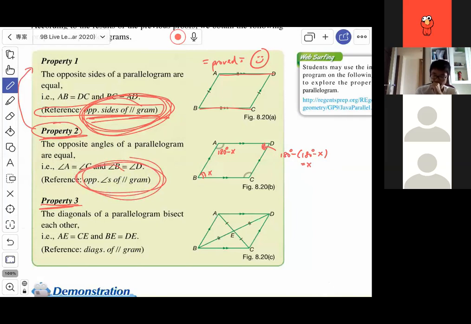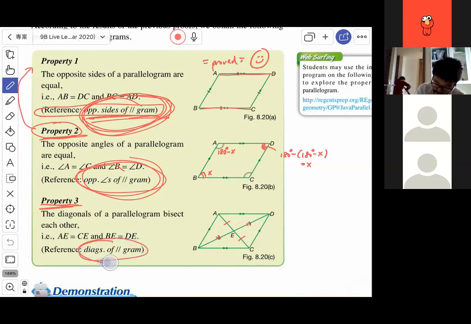And then the last one, it is so interesting that the 2 diagonals, what is meant by diagonals, 對角線. The opposite vertices are joined together, and then this is the vertex. We have BD and AC, and these 2 diagonals would bisect each other. Bisect means cutting it into 2 halves, 2 equal halves. So we have BE equals to ED, and AE equals to EC. However, not all the 4 sides are equal. Only pairwise equal.